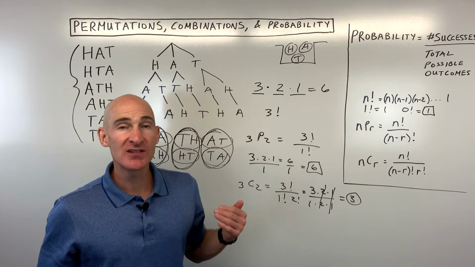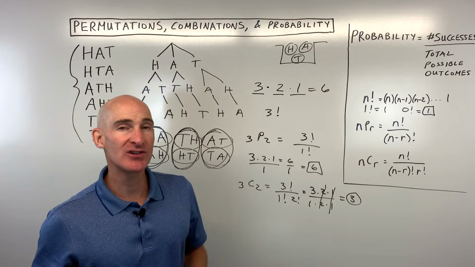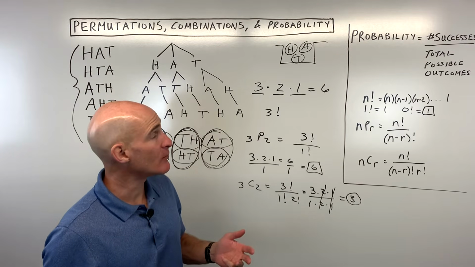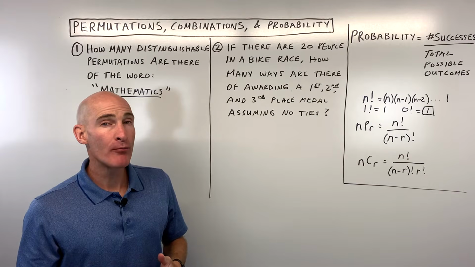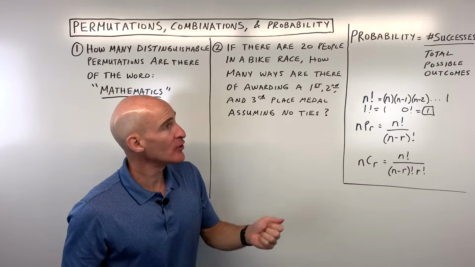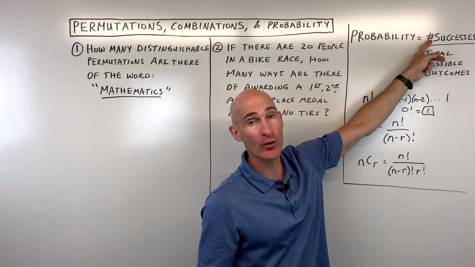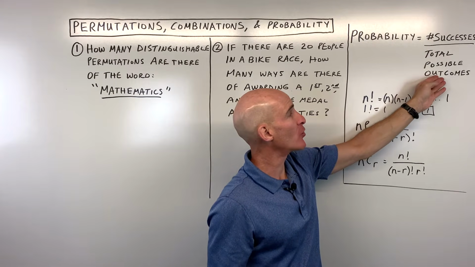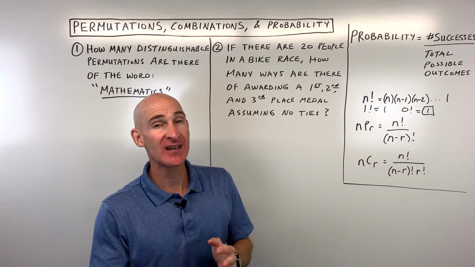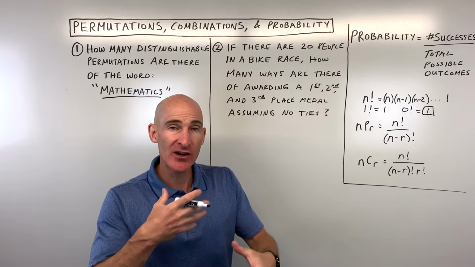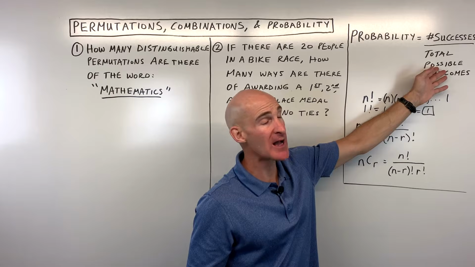So let's dive into some of the word problems, and you'll get a better feel for how to work with these permutations, combinations, factorials, and even probability, which we're going to talk about in just a second. Now, when we talk about probability, it's the number of successful outcomes, or what you're looking for, what you want, divided by the total possible number of outcomes. And that's why we're talking about permutations and combinations first, because that tells us the number of successes or the number of total possible outcomes.